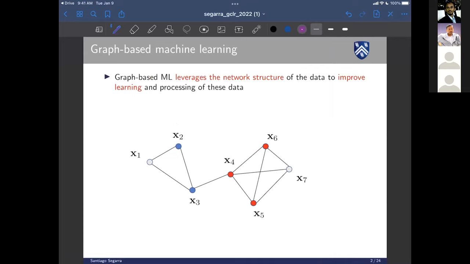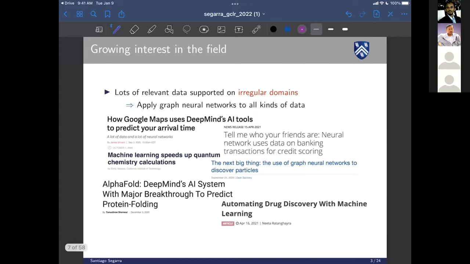If you're thinking about the social network where homophily is probably present and people tend to be friends with people that think alike, then there would be additional evidence to put a blue label to X1 and a red label to X7. But in principle, what we want to do is to combine the features in X with the graph structure. And this can be done through more traditional ways, like graph kernel regression, for example, or through more modern ways, like graph neural networks. So this leads us to thinking in terms of graph neural networks.